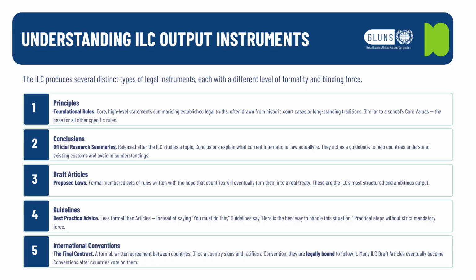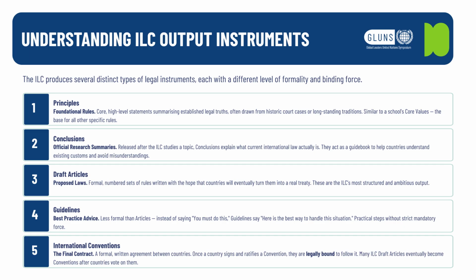So when we look at conclusions, they are official research summaries. When the ILC is studying a topic, they release conclusions to explain what the current international law actually is. So this serves as a guidebook for countries to understand the existing customs and existing laws that are there so that we don't have misunderstandings. Look at it as a summary at the end of a history chapter that clarifies exactly what happened in that history and clarifies the current situation that you're in.